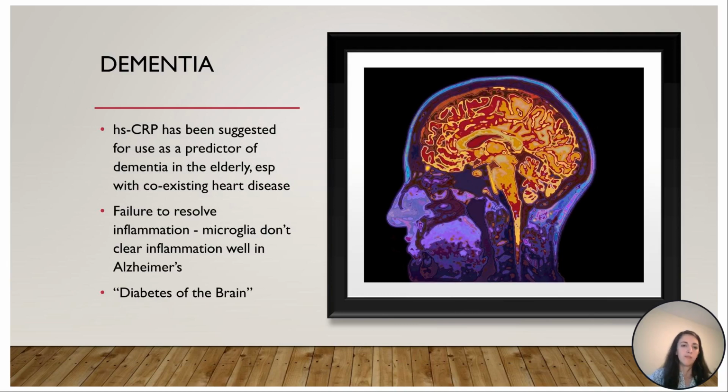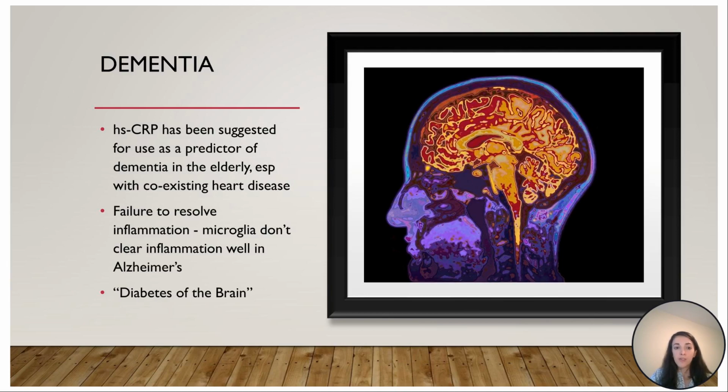And I believe this is the last condition I'm going to highlight on here, which is dementia. The connections with inflammation here are also interesting. That same cardiovascular marker, hsCRP, has been suggested to be used as a predictor of dementia in the elderly, especially if you also have heart disease. And there's also been studies showing that there's failure to resolve inflammation in dementia, with the microglia not clearing it as well. Microglia are cells in your brain and your nervous system.